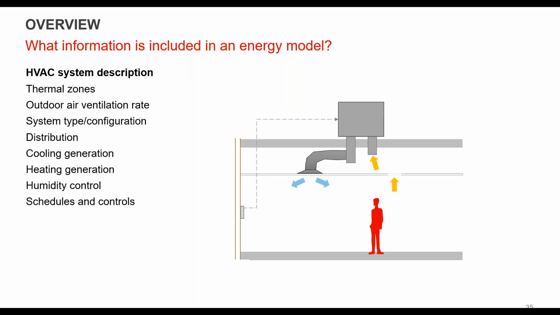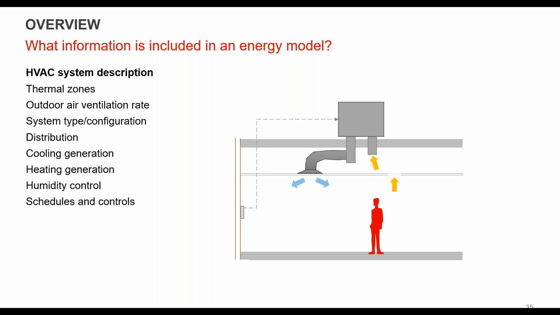On the HVAC side, again, this is the most complicated piece of building energy modeling: describing the HVAC systems generally. You'll need a pretty good understanding of the zoning. So where are your thermostats located? How is your heating and cooling distributed? You'll need to understand ventilation rates, so how much fresh air is being introduced. The types of systems, which we'll spend a lot of time looking at, all the different permutations of HVAC systems that can be modeled.